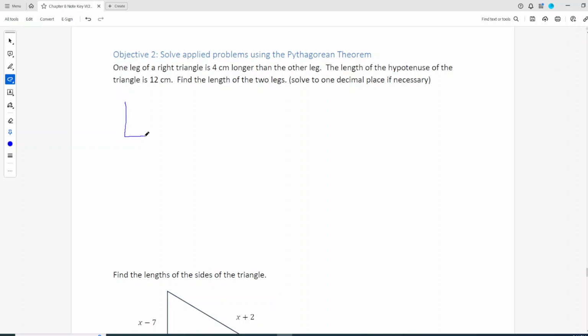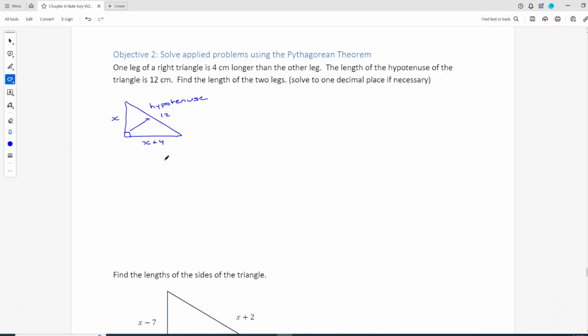So what you're going to do is draw yourself a right triangle. Now, if you don't know the parts of a right triangle yet, the important part is that this is your hypotenuse. So the length that's across from your right angle is always your hypotenuse, and then the other two are considered legs, and it doesn't matter which leg is which. So this says that one leg of a right triangle is 4 centimeters longer than the other. So if I let one leg be x, the other one is 4 centimeters longer, which would make it x plus 4. Then it says the length of the hypotenuse is 12. Oh, that's nice. Find the length of the two legs.